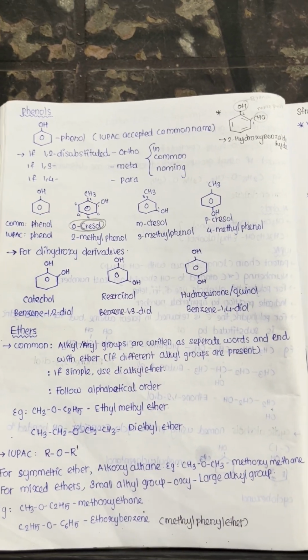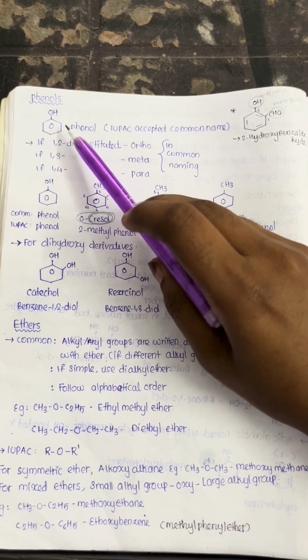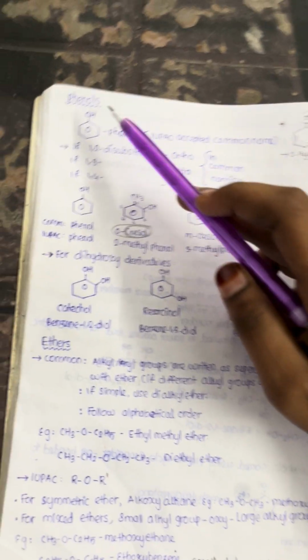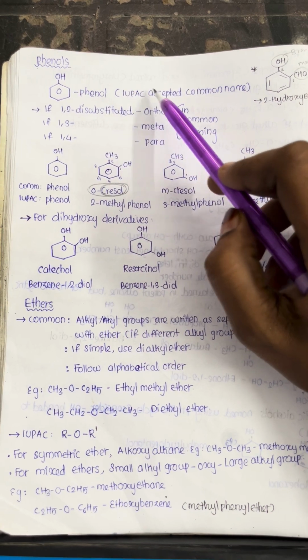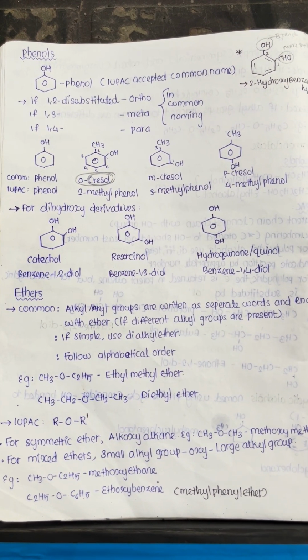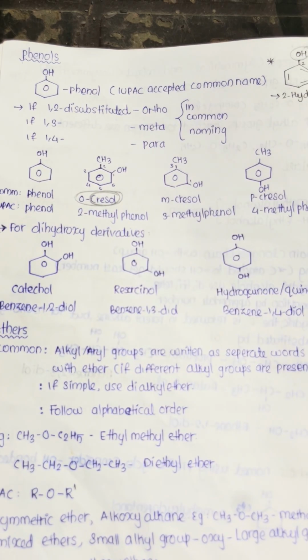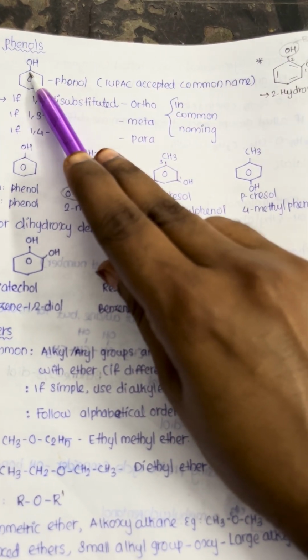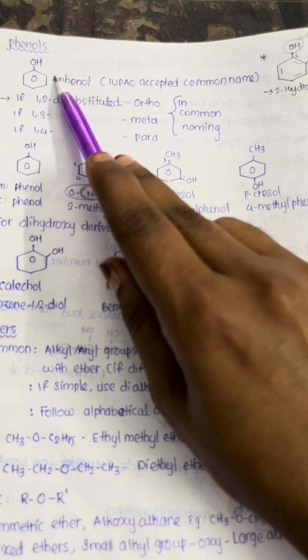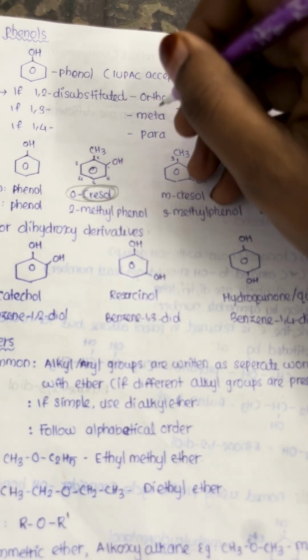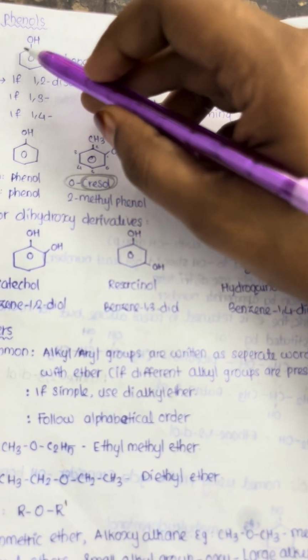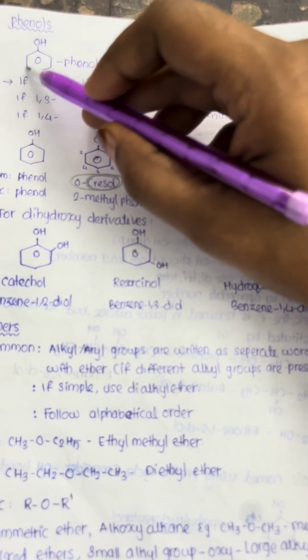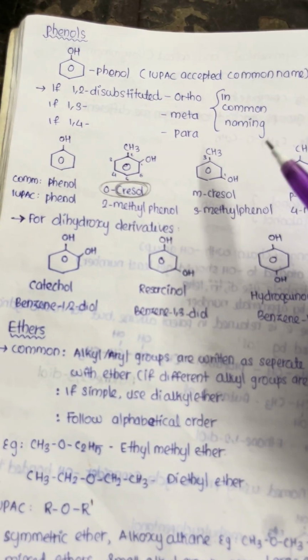Now the next is phenols. Naming of phenols. So if we have this structure, a benzene ring and an OH group, it is called phenol in common names. Okay, and this phenol is an IUPAC accepted common name. So if we have substitution at the first and second position, 1-2 disubstituted compounds are called ortho, 1-3 are called meta, 1-4 are called para. So this is in common naming.